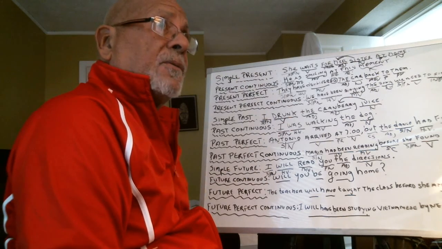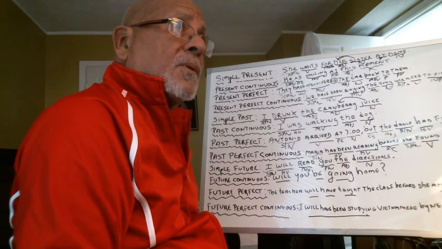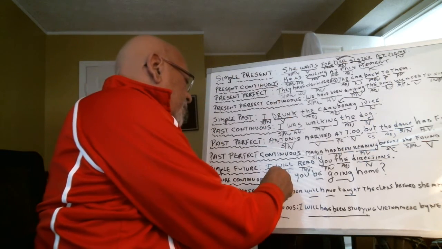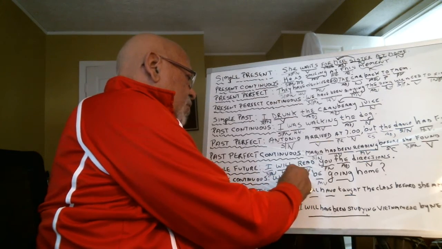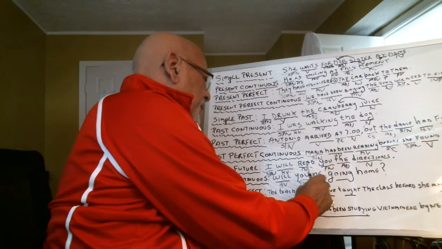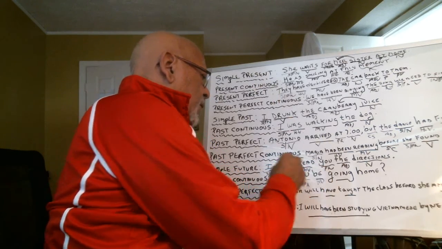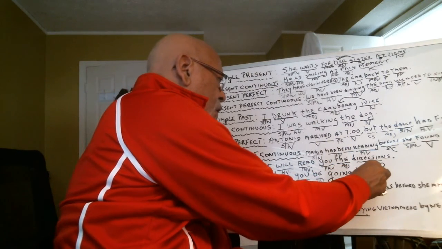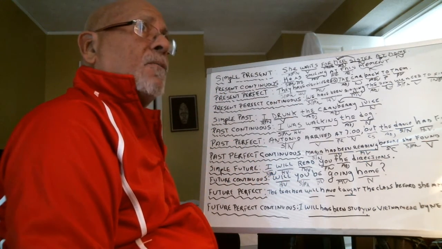Future continuous. And this is going to be a question. Will you be going home? So we have the helping verb will, main verb be, you, subject pronoun. Excuse me. Will and be, helping verb. Will be, helping verb. Going, main verb. Home, noun. Will you be going home?